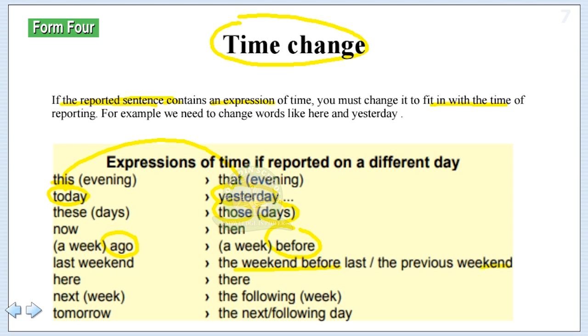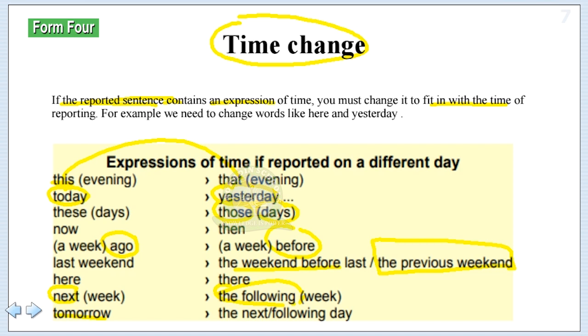You have two changes when we're talking about last week. If it's last night or last week or last year, last becomes the week before, the weekend before last, or the previous weekend. What about here? We're going to change it to there. What about next week? Next becomes the following. What about tomorrow? It becomes the next or the following day.